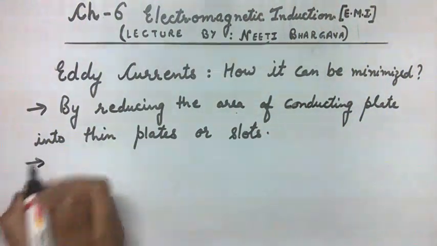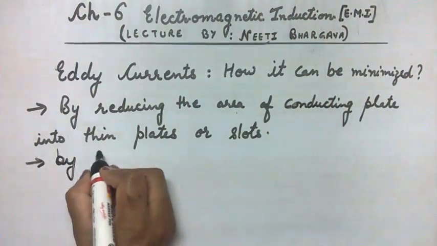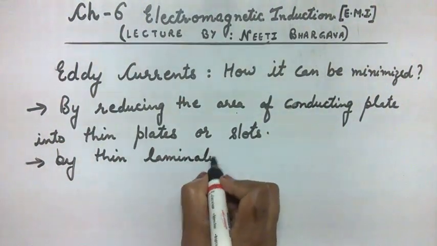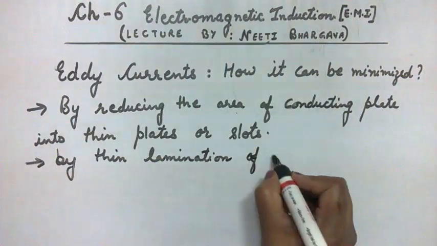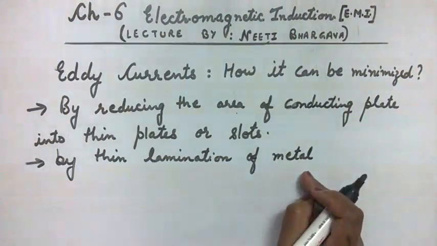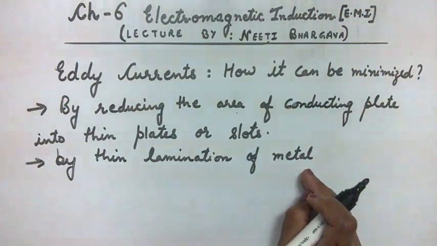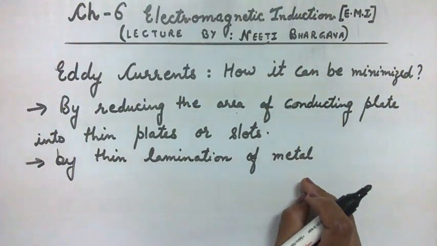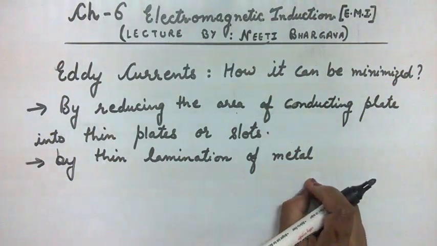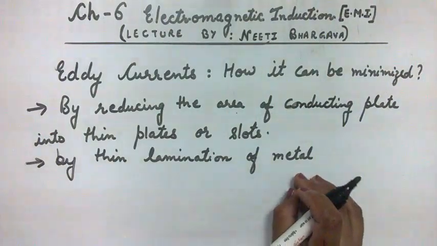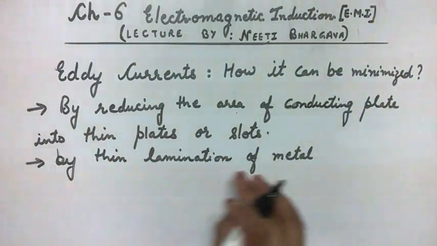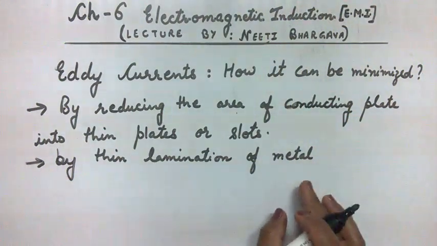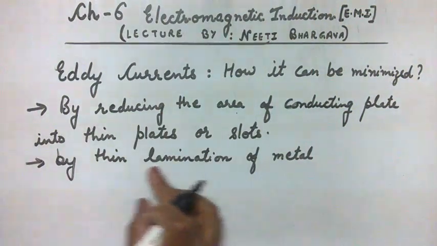So to reduce the loss of electrical energy, we have to reduce the area of a conducting plate. And secondly is by thin lamination of metal. We use metals like iron and nickel. We have studied also that soft iron has very high permeability, and if it has high permeability, then it increases the strength of the magnetic field because it attracts more magnetic field lines towards it. Therefore, we use metals like iron or nickel for lamination, mostly soft iron.